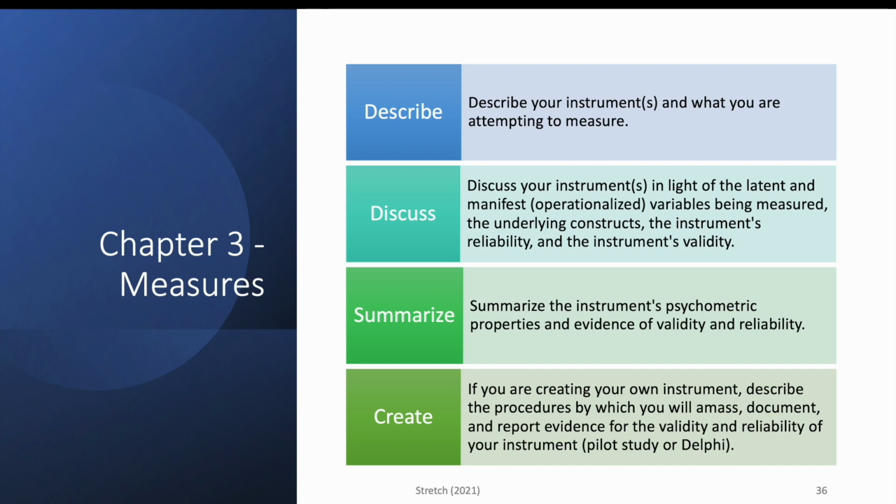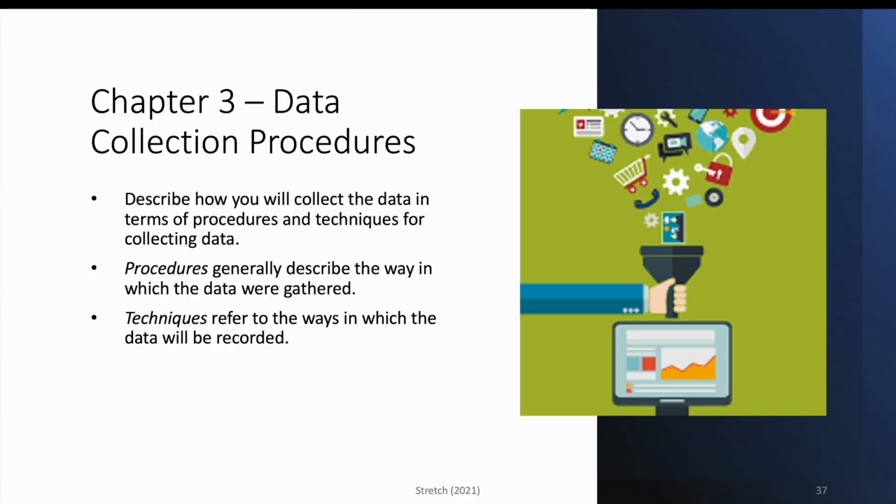This is where you will also summarize the instrument's psychometric properties and evidence of validity and reliability. If it's an instrument that you're creating on your own, then you'll need to do either a pilot study or Delphi. These are done after you have conditional approval from IRB, and then they will have you conduct that preliminary study and give them the information once you've done that, and then they'll give you full approval to move forward with the rest of the study.